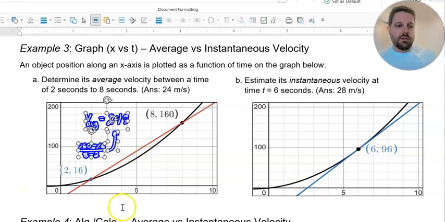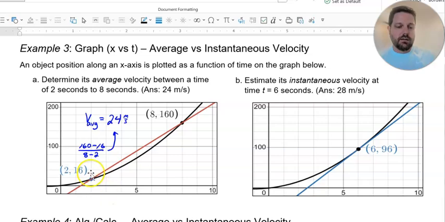So when we do this, we're going to be looking at the slope of this line. So the rise would be 160 minus 16 over the run, which is 8 minus 2. So how far did it go? We have to take the difference of 160 minus 16. That's its displacement. And then how many seconds did it take? 6 seconds. When we do that, we get 24 meters per second.